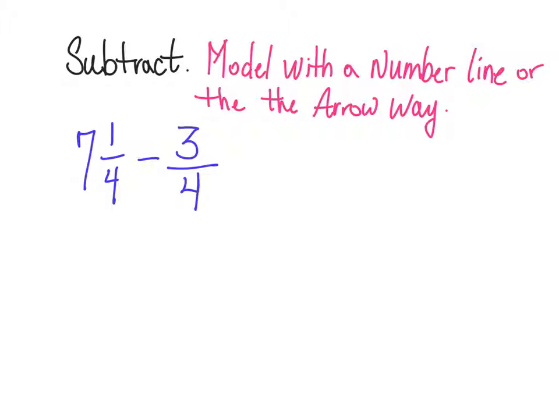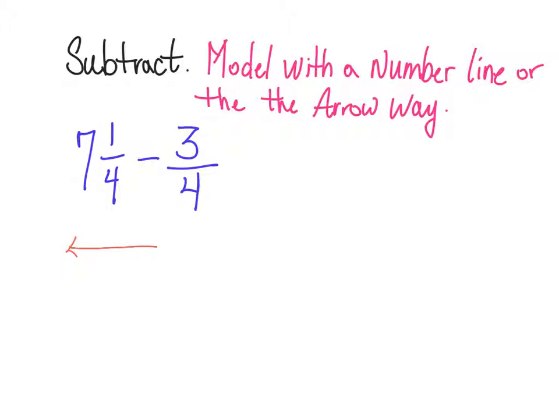Subtract and model with a number line or the arrow way. So we have 7 and 1/4 take away 3/4. Now this is a little bit harder than our previous one that we could just see was 6 and 2/5. But over here, we have a mixed number. We have a whole of 7 and 1/4. Now we can't take away, just looking at this, 3/4 from 1/4. So we would always have to decompose this number right here. So we're going to use a number line to visualize how this is going to look.